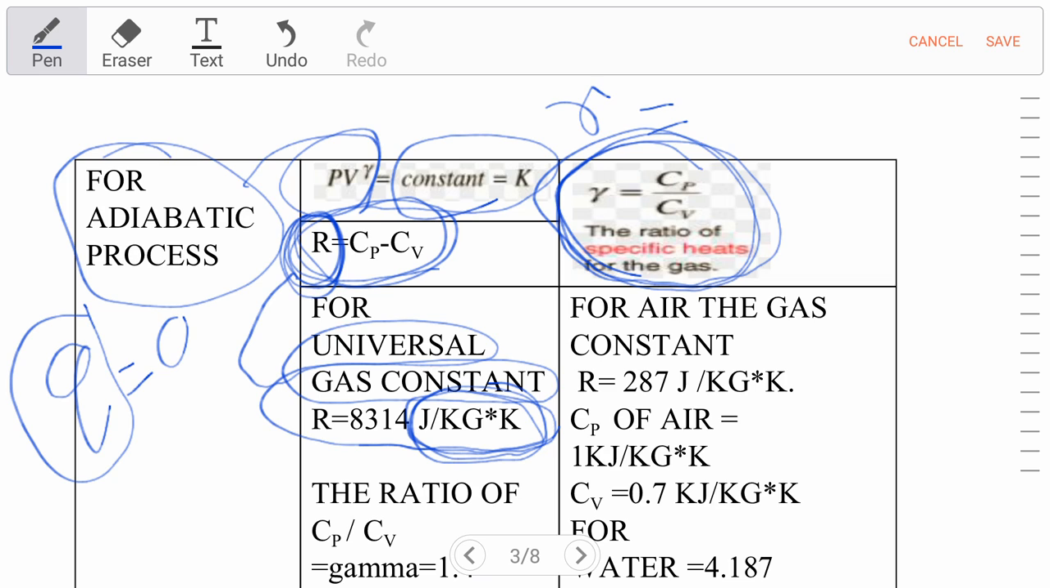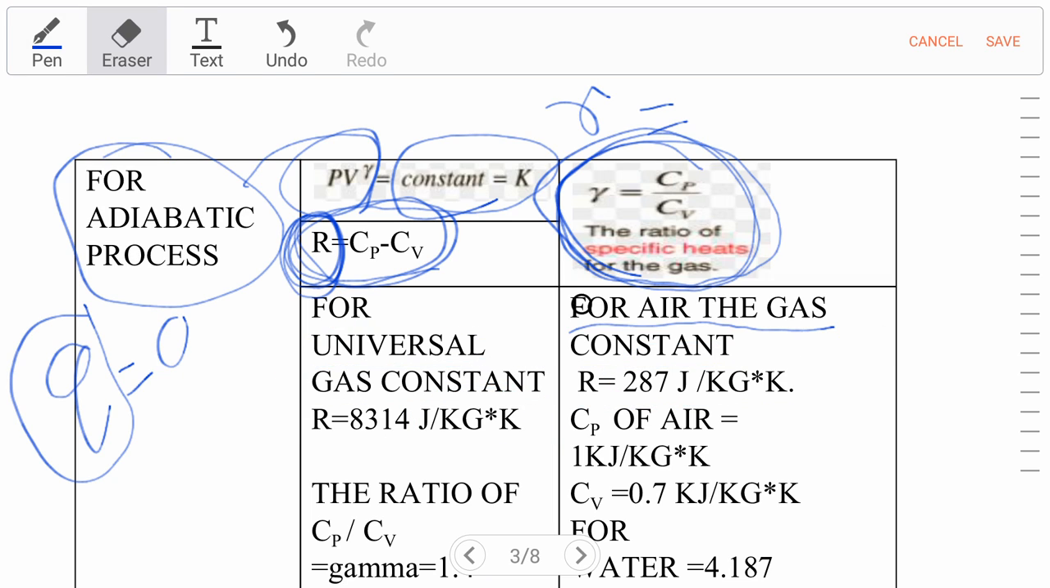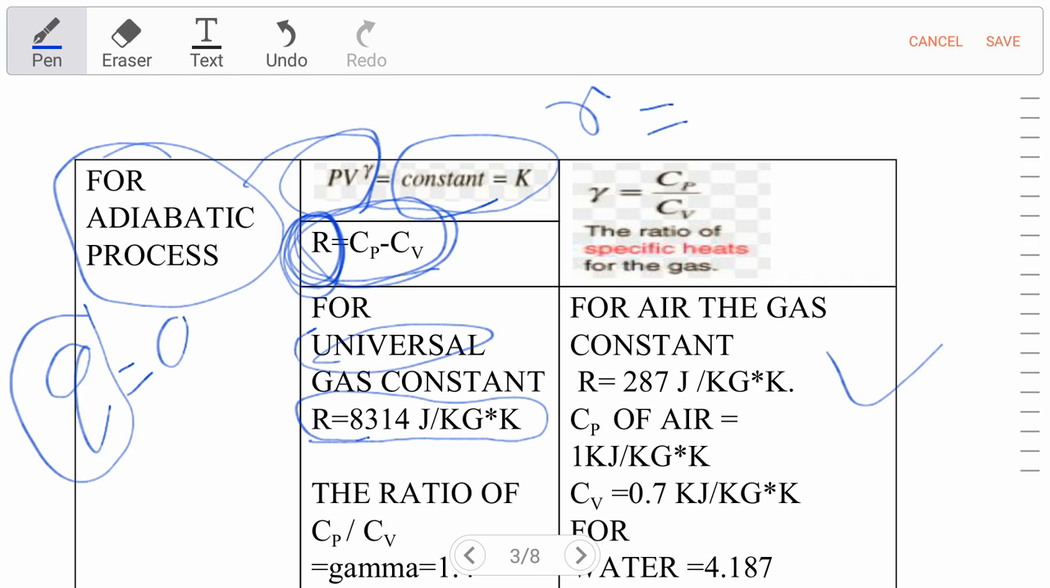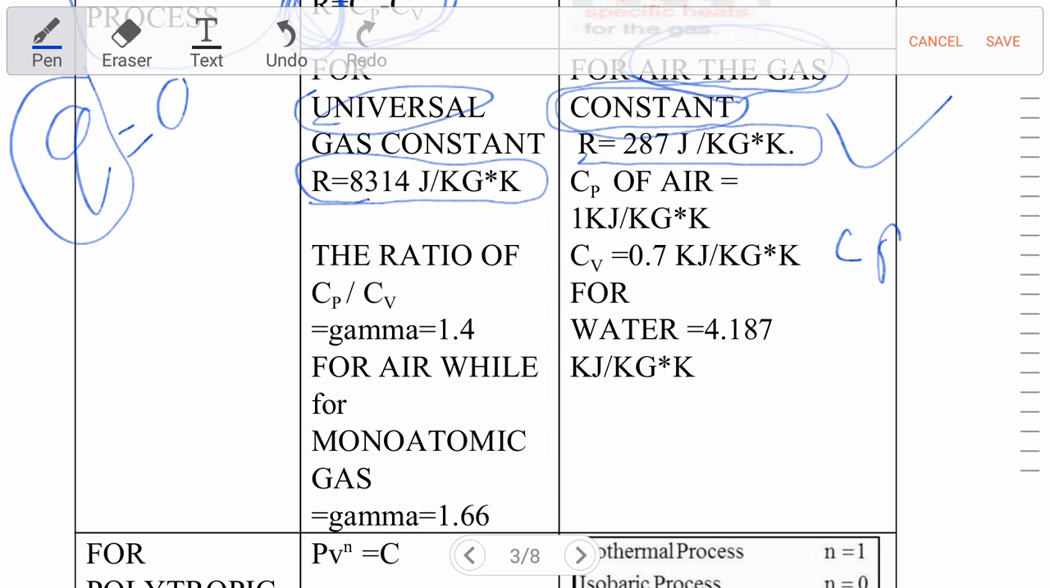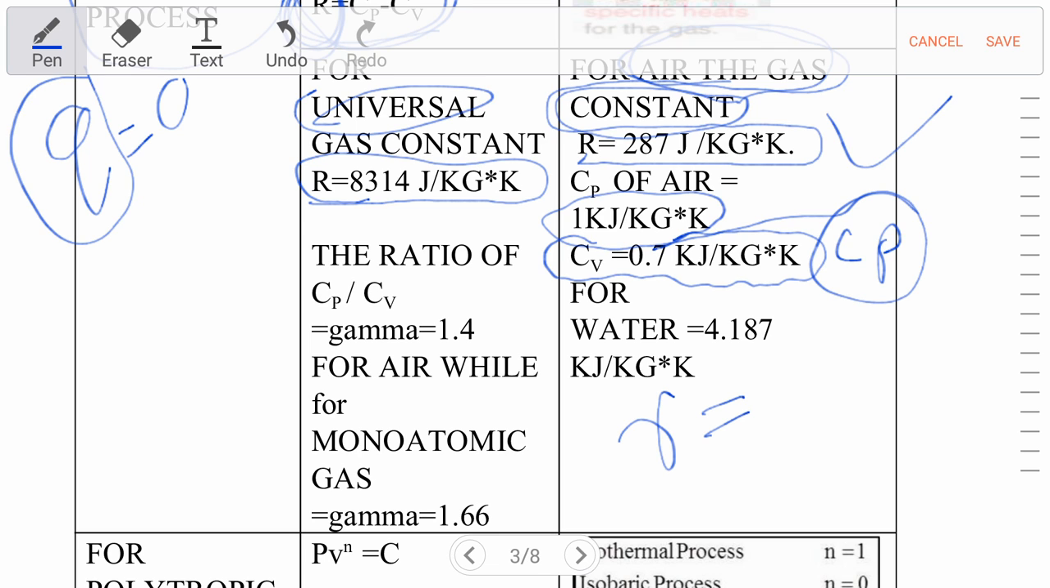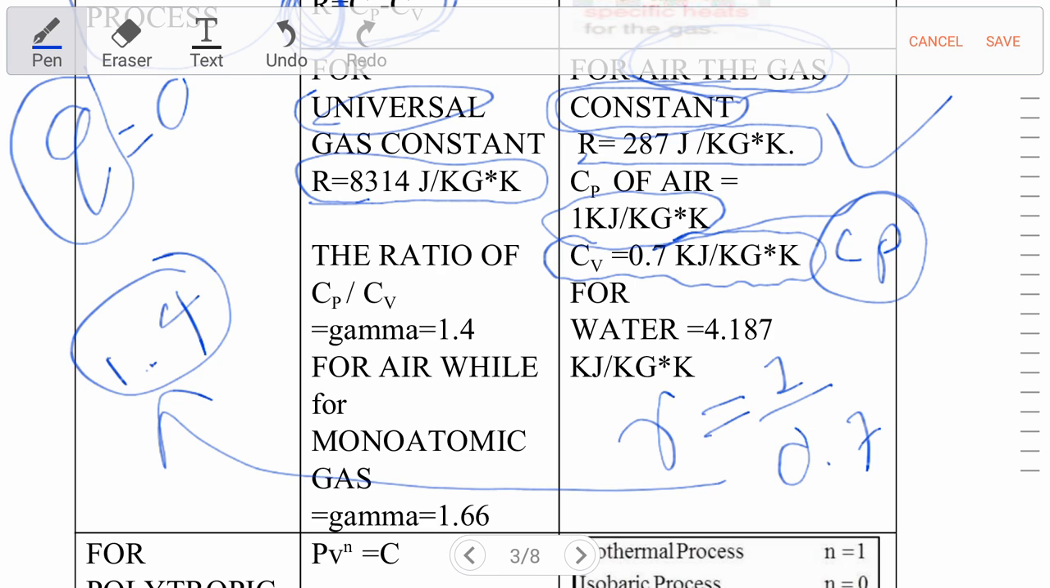The unit is very important. Now over here at the right side, as we can see, for air the gas constant is 287 joule per kg Kelvin. Friends, don't confuse these values, because this is the universal gas constant R, and at the right side this value 287 joule per kg Kelvin is the air gas constant. So remember both values, don't confuse. Now Cp is specific heat at constant pressure, that we know, and the value for air is 1 kilojoule per kg Kelvin, and Cv, specific heat at constant volume, is 0.7 kilojoule per kg Kelvin. So if we take the ratio Cp by Cv, 1 upon 0.7, our answer should be 1.4, and that is the value for air.